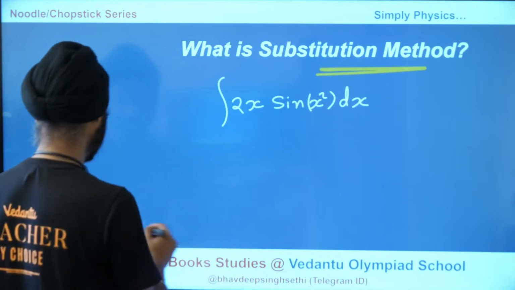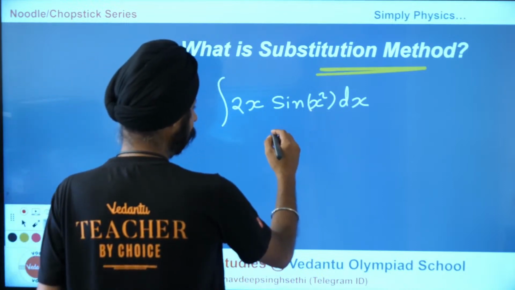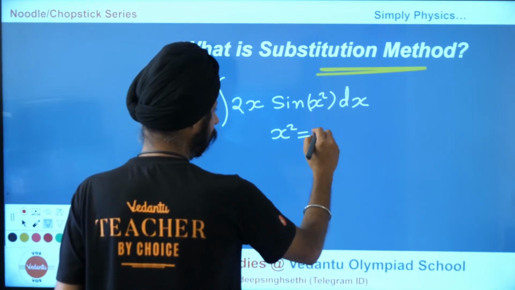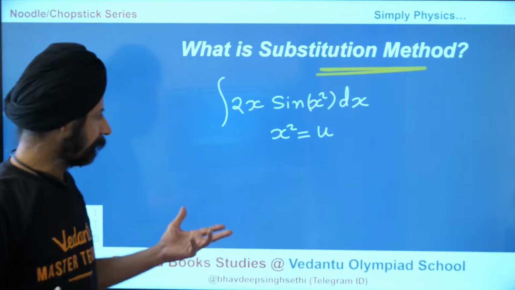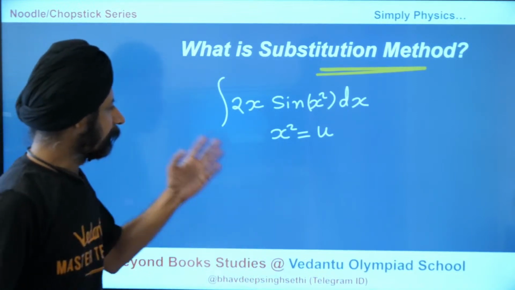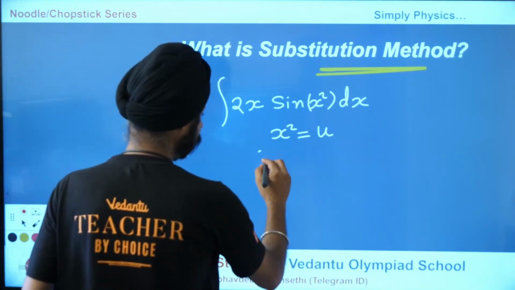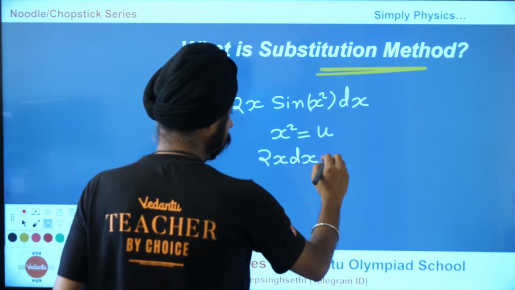So if that is the case, you can say, okay, let me take a new variable, let x squared be a new variable u. u is just a convention. You can take anything, like y or whatever. So you say let x squared be u, then you find the derivative on both sides. You get 2x dx is equal to du.